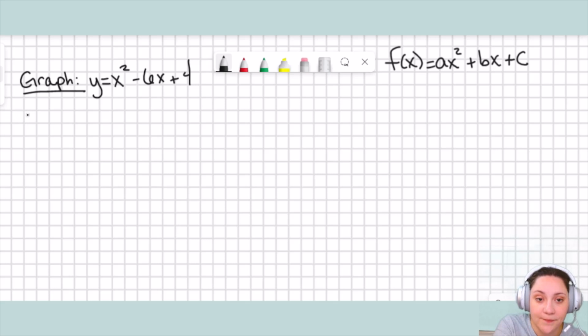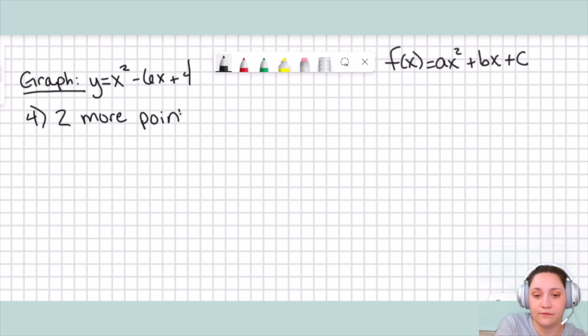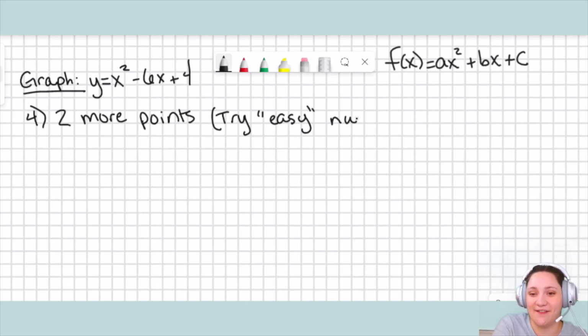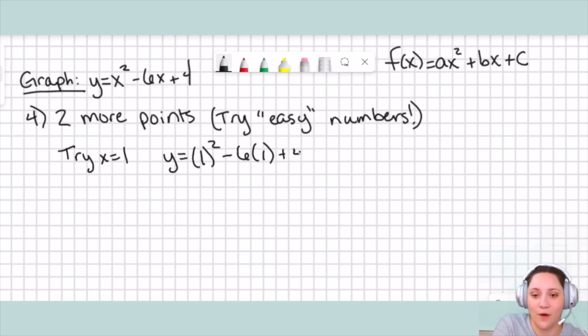But our fourth step is to find 2 more points. And we want to try easy numbers. I'll write that out as a note for us. And so I'm going to try x is equal to 1. So I want to find what is y when x is equal to 1. So that would be 1 squared minus 6 times 1 plus 4. And 1 is an easy number because it's easy to plug in and calculate. So this is equal to 1 minus 6 plus 4, which is equal to negative 1.